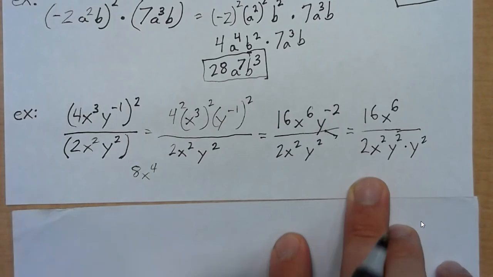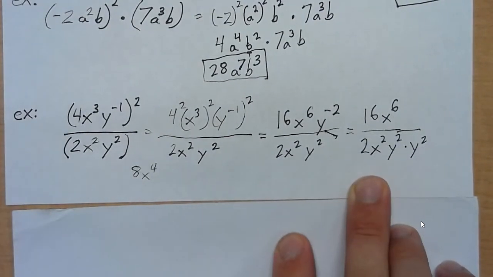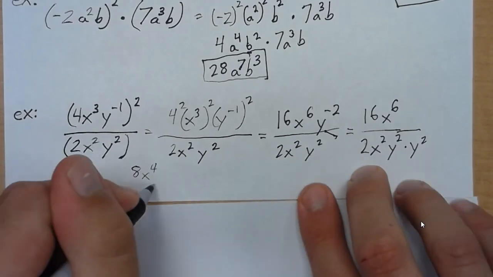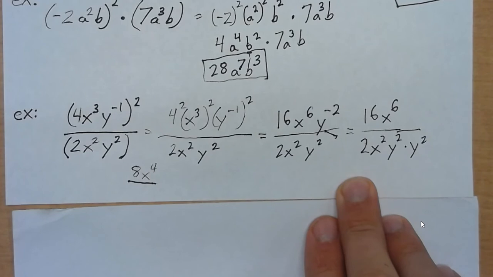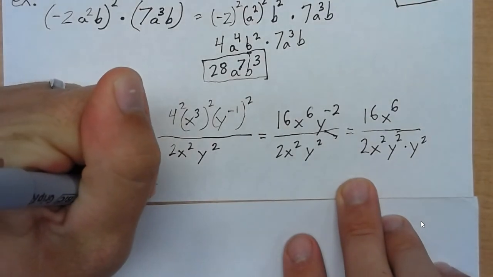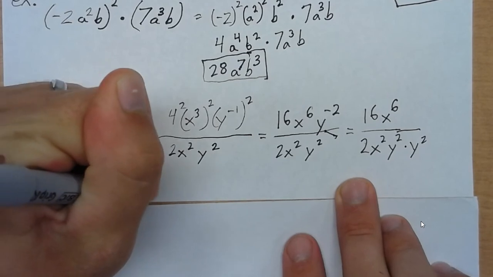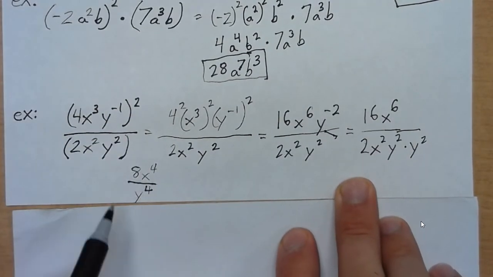And lastly, we have y squared times y squared in the denominator. So that's the product rule, but the y's will stay in the denominator. So that is going to be y to the 2 plus 2 power, y to the 4th. So our final answer is 8 times x to the 4th divided by y to the 4th.